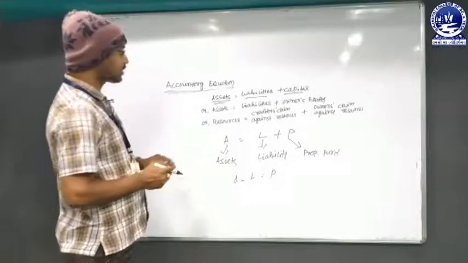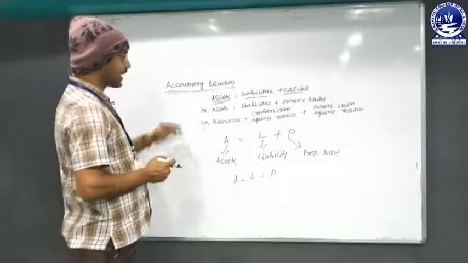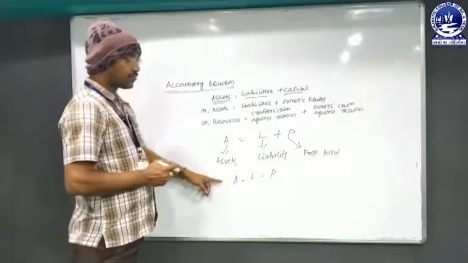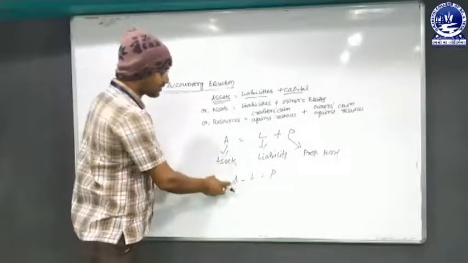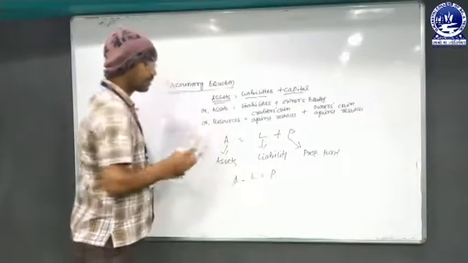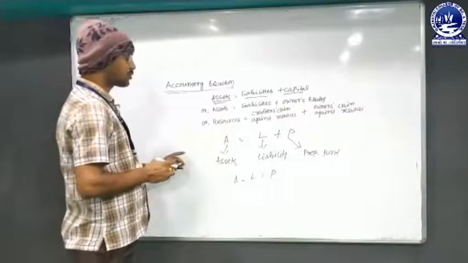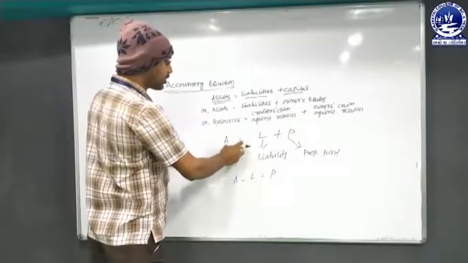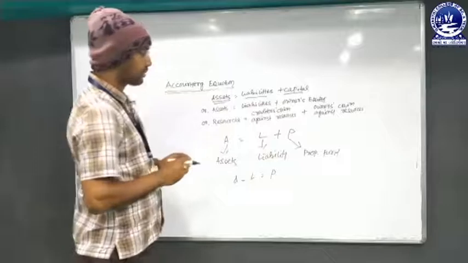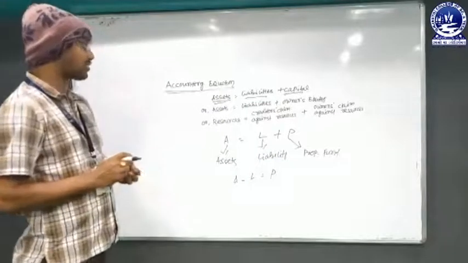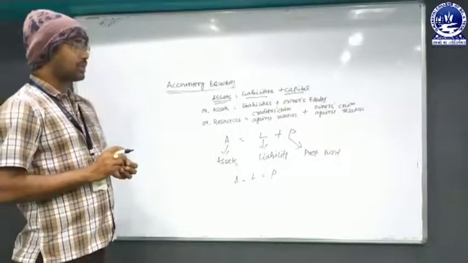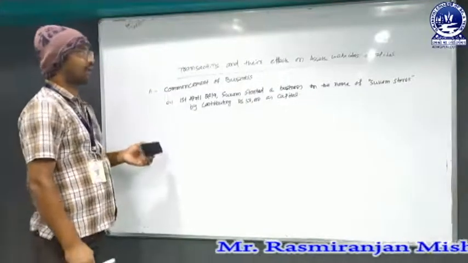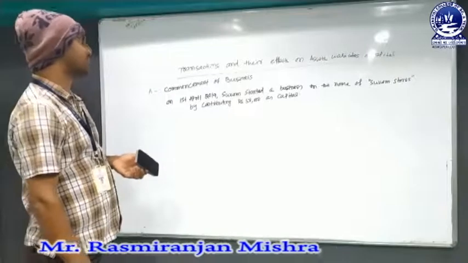Now we will work out the various transactions and their effects on this equation, that is, their effects on assets, liabilities as well as capital. In every case, as it is an equation, assets must be equal to liabilities plus capital. So let us work out various transactions in the form of the accounting equation and their effects on assets, liabilities and capital.